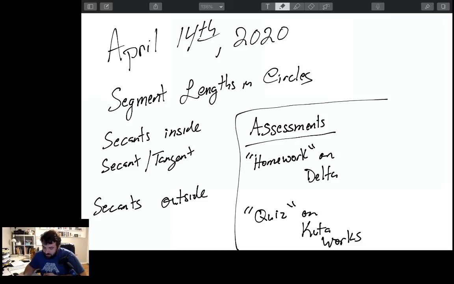So, we're going to have geometry on April 14th, 2020. We're talking about segment lengths in circles. We got three different kinds we're going to talk about: secants intersecting inside of a circle, secants and tangents, which will obviously be outside because tangents can only be outside of a circle, and then what happens when two secants intersect outside of a circle.